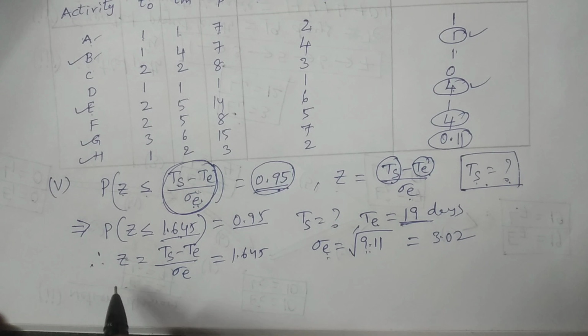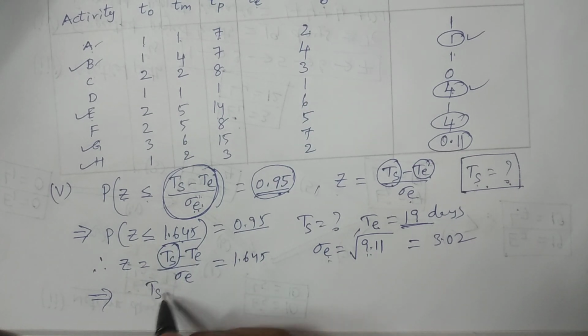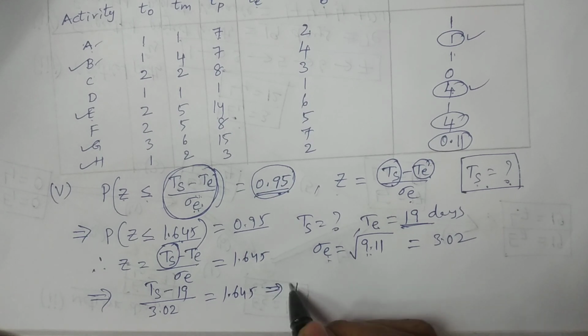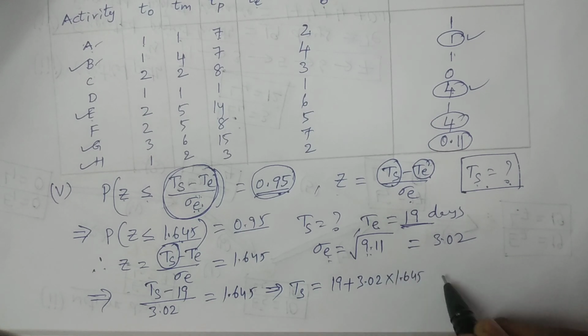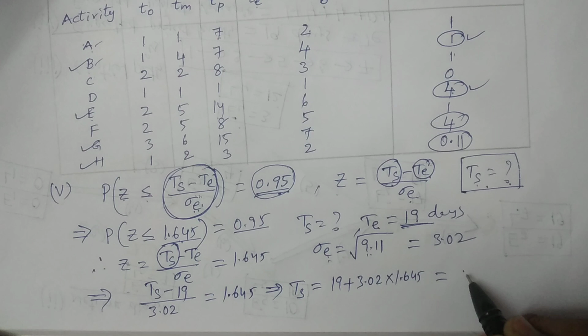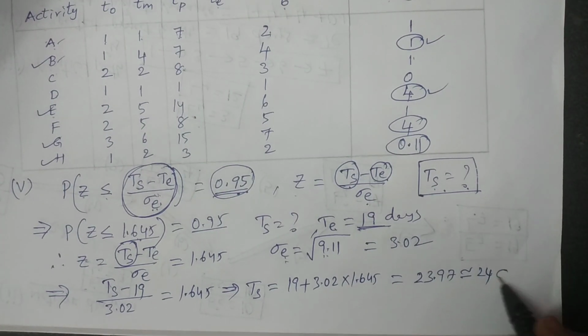By substituting these values, we can now calculate Ts. Ts minus Te, where Te is 19, divided by sigma, which is 3.02, is equal to 1.645. By solving this, Ts is equal to 19 plus 3.02 multiplied by 1.645, which is approximately 23.97, so approximately 24 days.